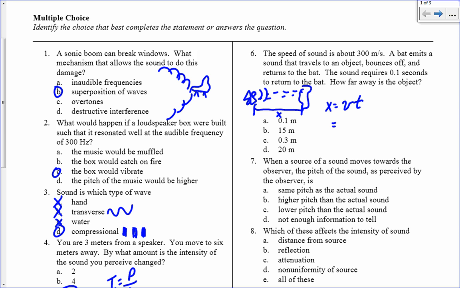All right, my velocity is 300 meters per second. And it requires 0.1 seconds. Now, be careful, because this 0.1 seconds is the time to go there and then come back again. So I'm actually going to use half that time, so 0.05 seconds. And 300 times 0.05 is 15 meters.